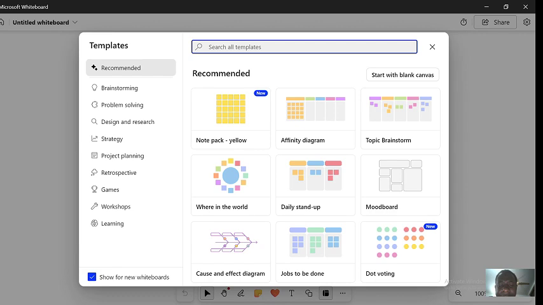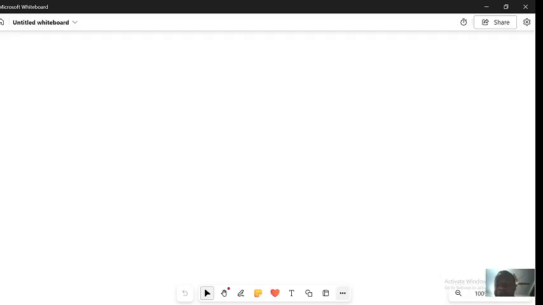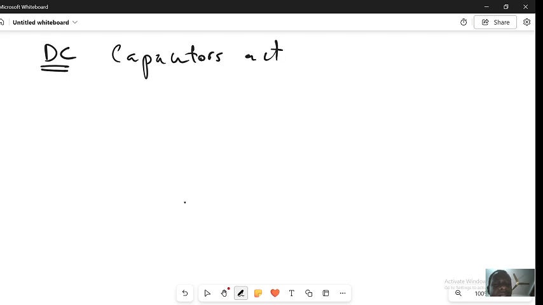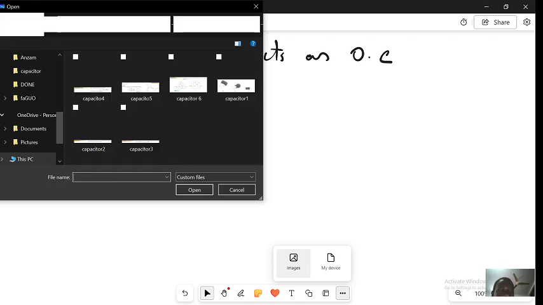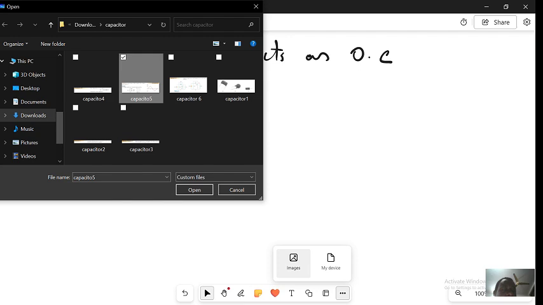As we saw in the previous one, we discussed that in DC, a capacitor acts as an open circuit. We saw that and discussed why. We have to know this remark, this hint. Now, let's see another example.